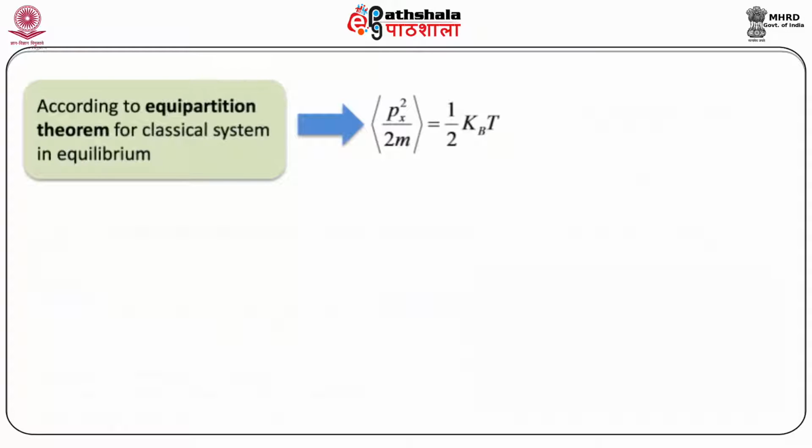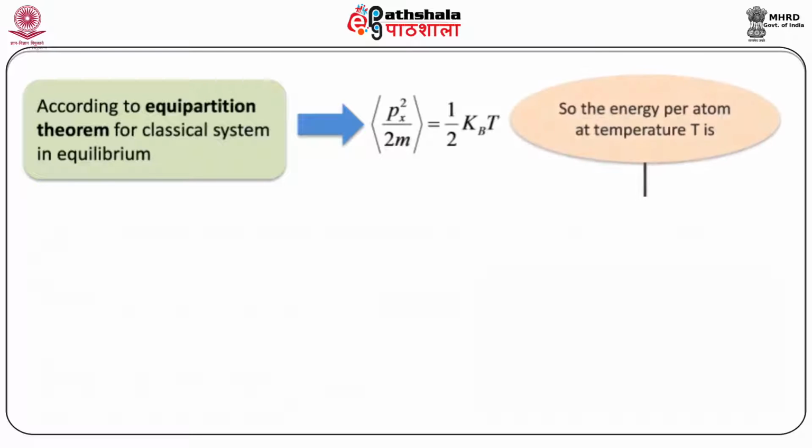Now, according to the equipartition theorem for a classical system in equilibrium, the average value of, let's say in the x direction, px square by 2m is equal to half kBT, where kB is the Boltzmann constant and T is the temperature. This is also true for the other two directions: the averages of py square by 2m and pz square by 2m are each equal to half kBT. So the energy per atom at a temperature T is E equal to ES plus 3 kBT.